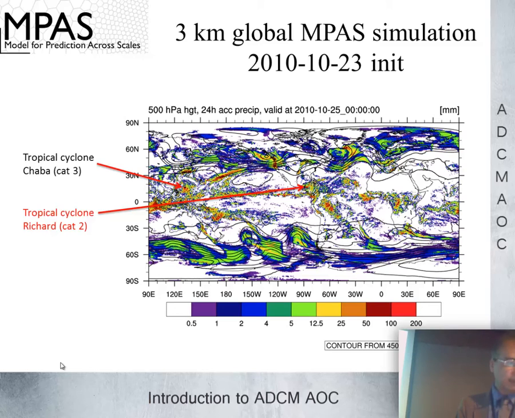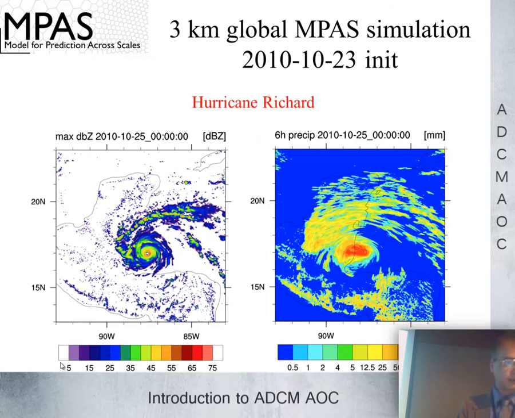We also had Tropical Cyclone Richard in this case, which became a hurricane. And again, that's another realistic looking core. This is actually the Yucatan Peninsula here, so Mexico is over in this direction, and this was just making landfall in Central America. And this is the rainfall pattern associated with that.